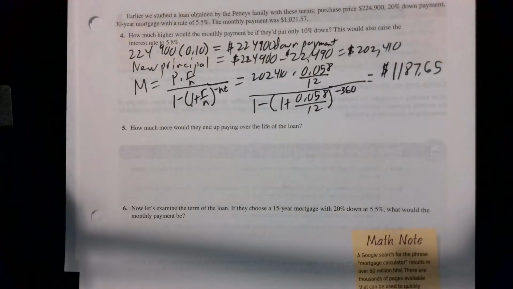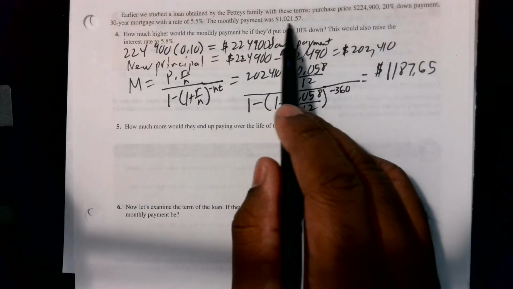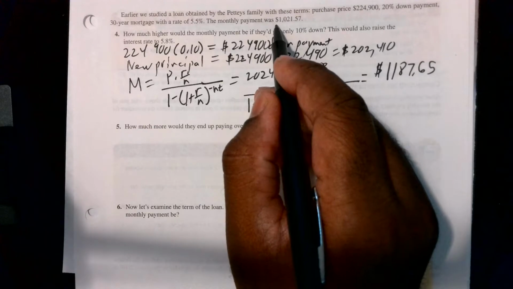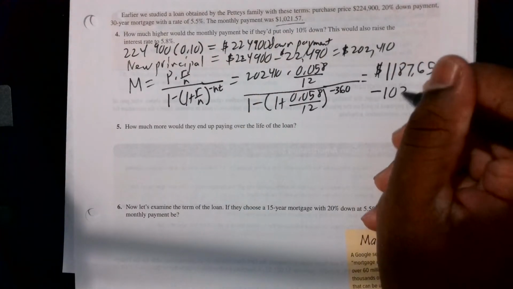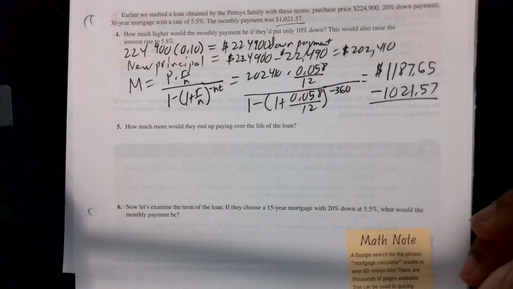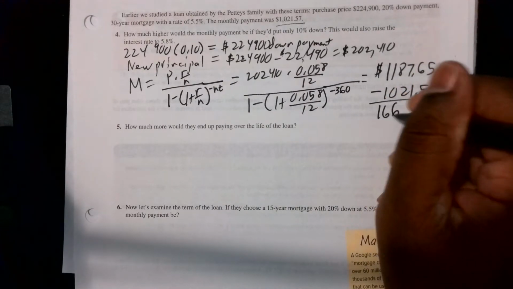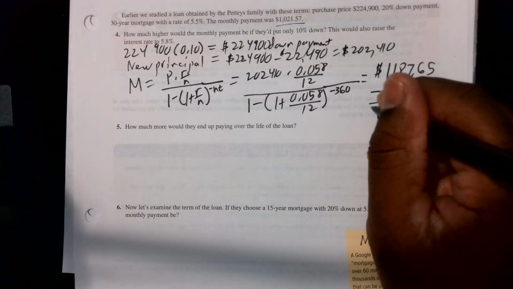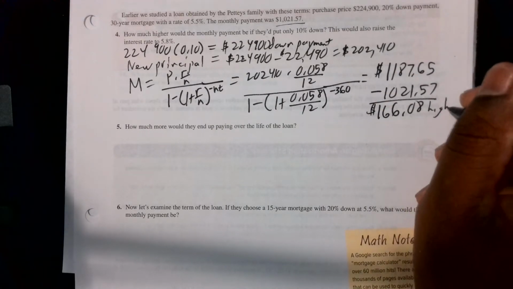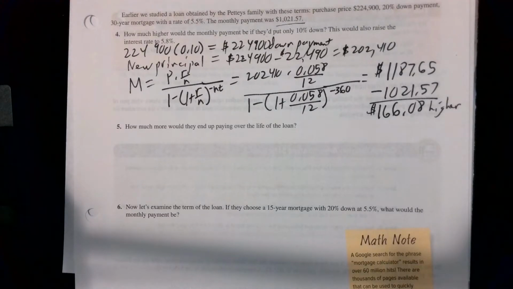We would have to take our previous payment, which was, let's go back to page, let's see, it looks like we need to go back to page 2. It's actually not on another page, it's actually here in the directions, the monthly payment. So we would subtract this $1,021.57, and that would mean that you would pay $166.08 higher per month.